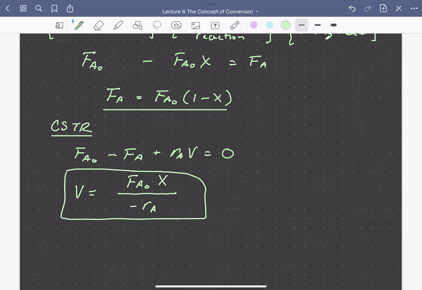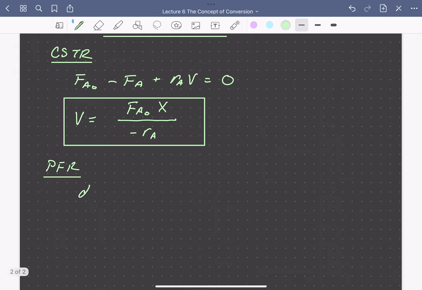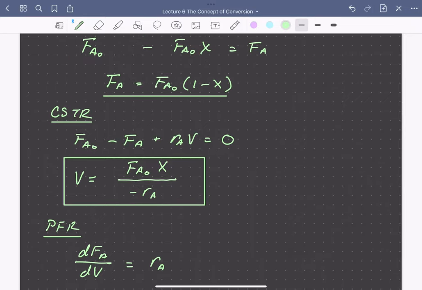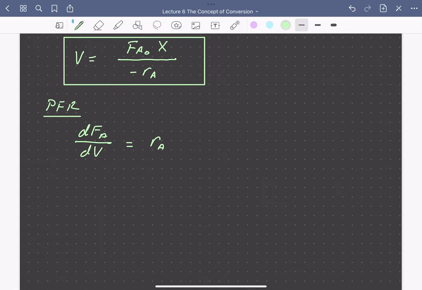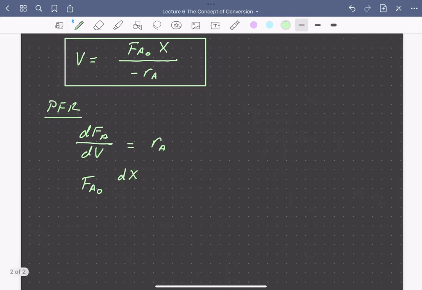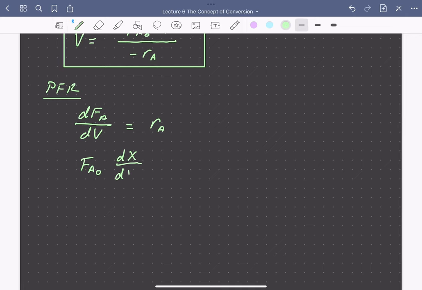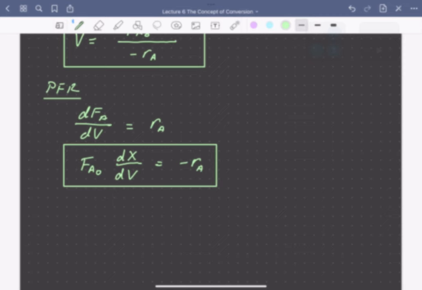Okay, so if we have a plug flow reactor, our mole balance is this differential equation. So the change in molar flow rate of A with respect to volume is equal to the rate of formation of A. So again, we can use this expression for the molar flow rate in terms of conversion and insert that into our PFR mole balance. And so if we do, we get an expression that looks like this. So now we have the derivative of conversion with respect to volume is equal to the rate of consumption of A. So this will be our starting equation for solving plug flow reactor problems when we want to use conversion rather than concentration.